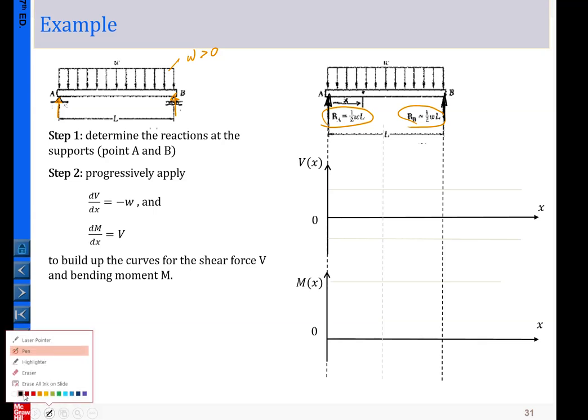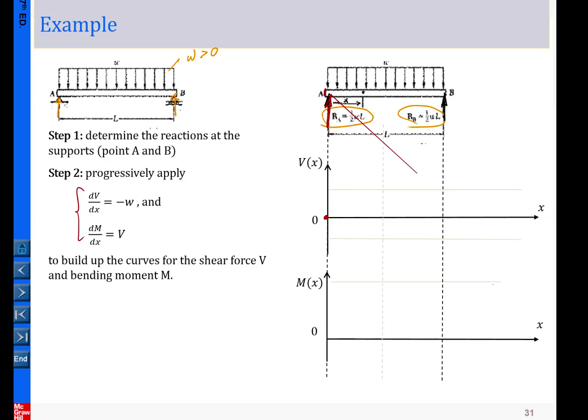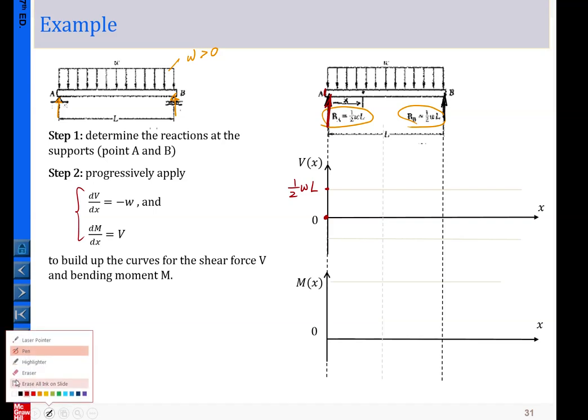So now we applied the two equations, and for V we're starting at this free end. There's no shear force, so starting from 0 here. No, sorry, at this end we simply calculated the force Ra equal to this one, so we should start from here. That value equals 1/2 omega L. Okay, we start from here, not from there. Let me erase this one.